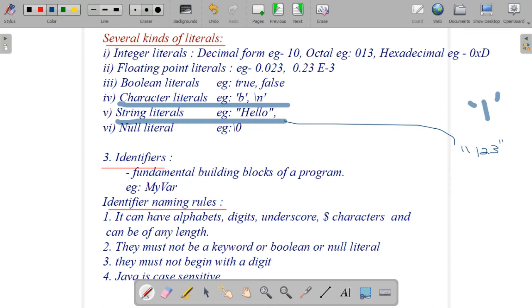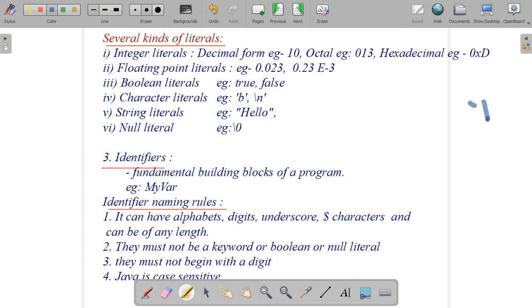Just an example: is one a character literal or not? Just I am giving an example. One inside single quotes. Is it a character or number? Yes, it is a character because it is enclosed within single quotes. That is why that particular digit is represented as a character literal.